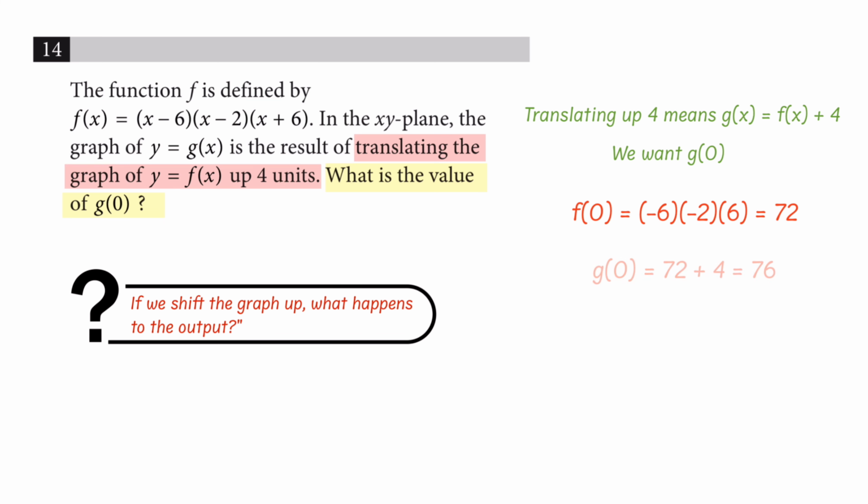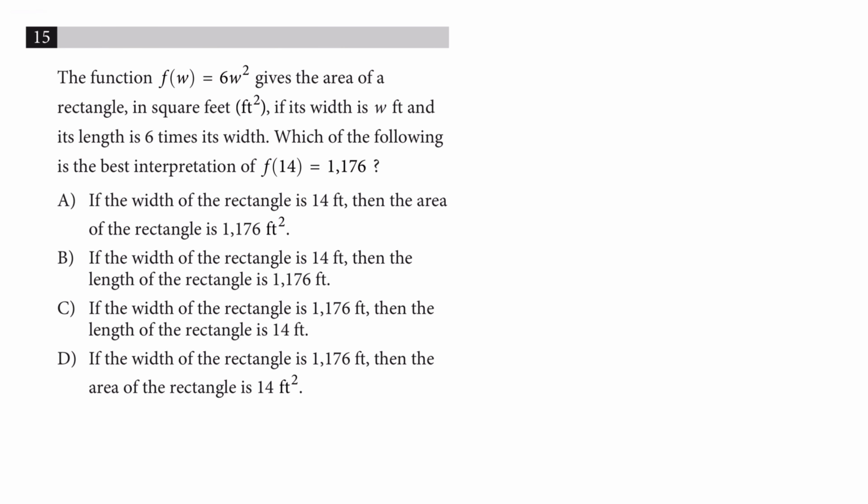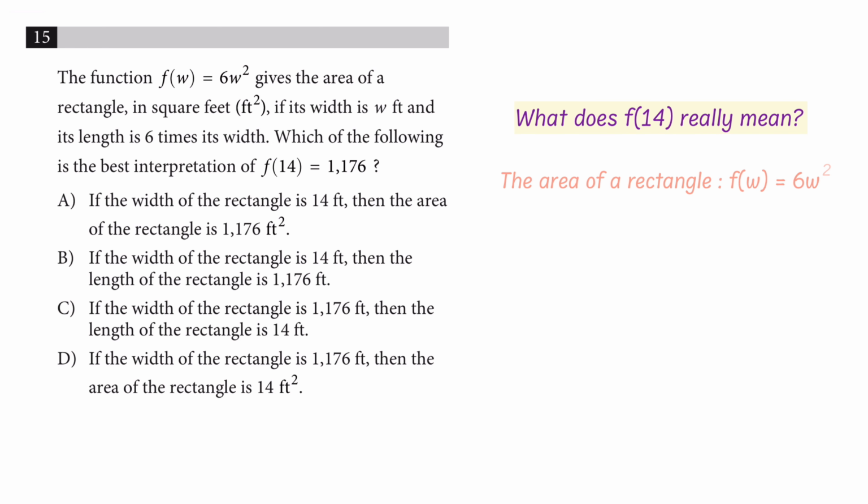So g of 0 equals 72 plus 4, which is 76. Answer, 76. Translation complete. Now, let's interpret a function in context. What does f of 14 really mean? We're given f of w equals 6w squared.